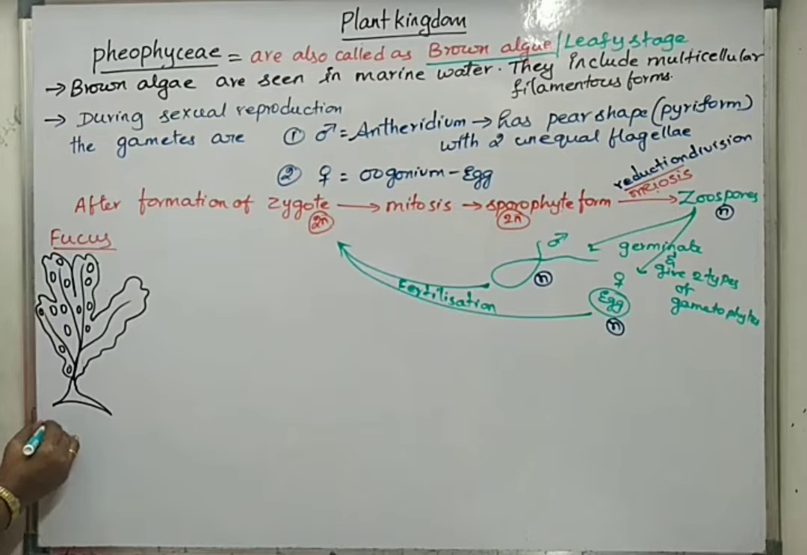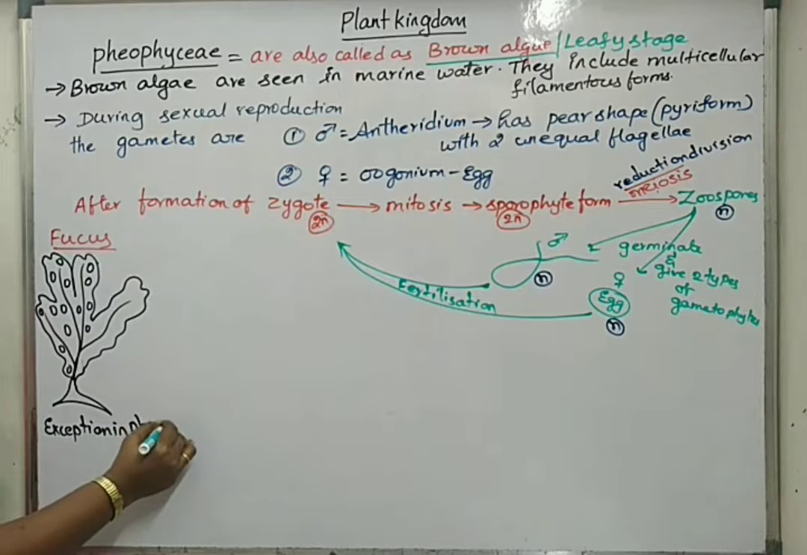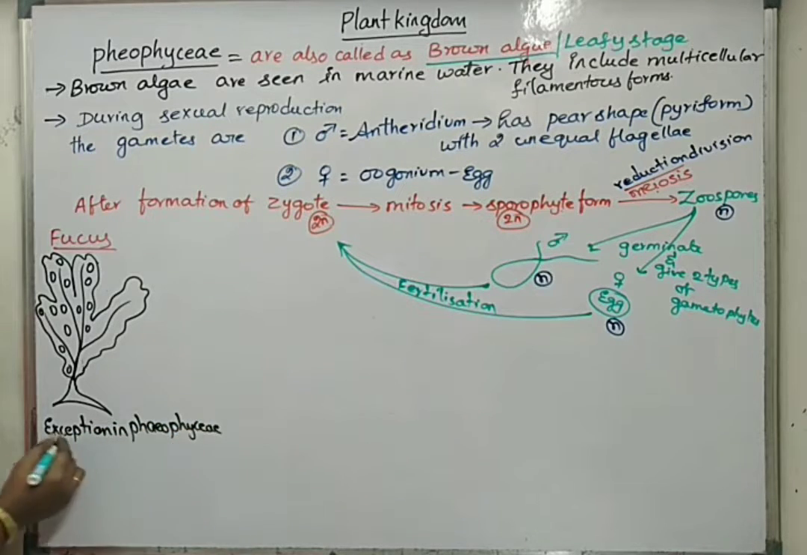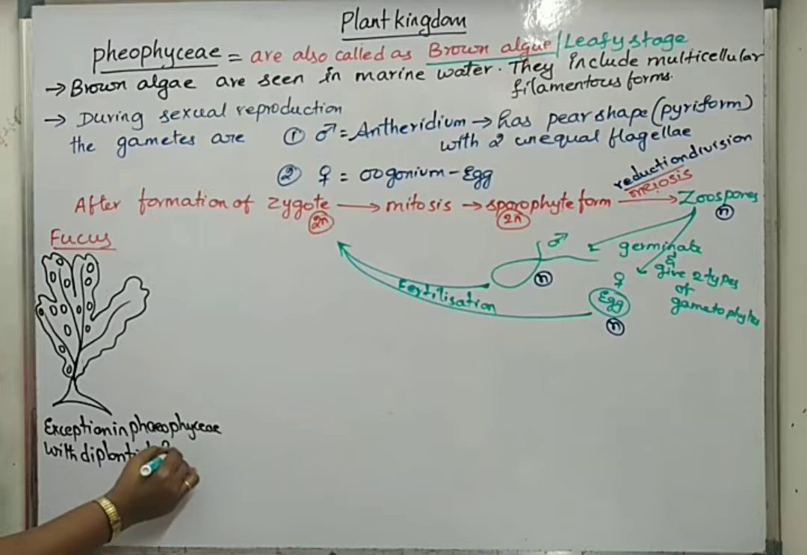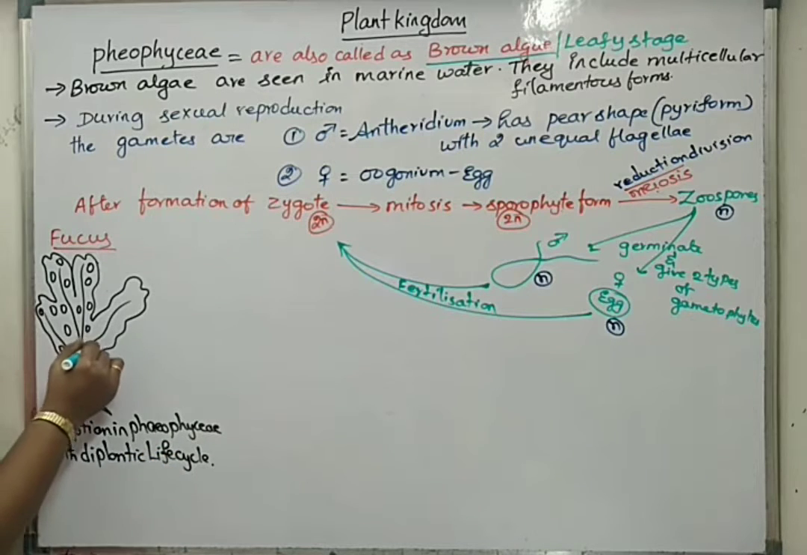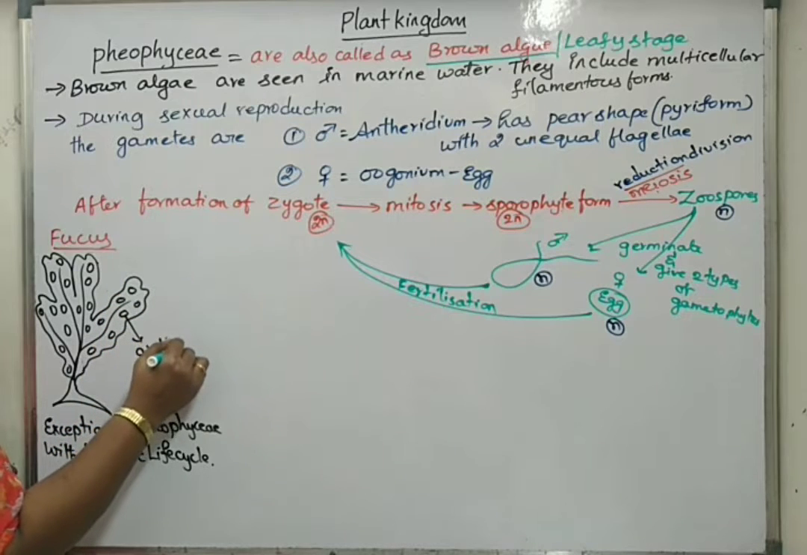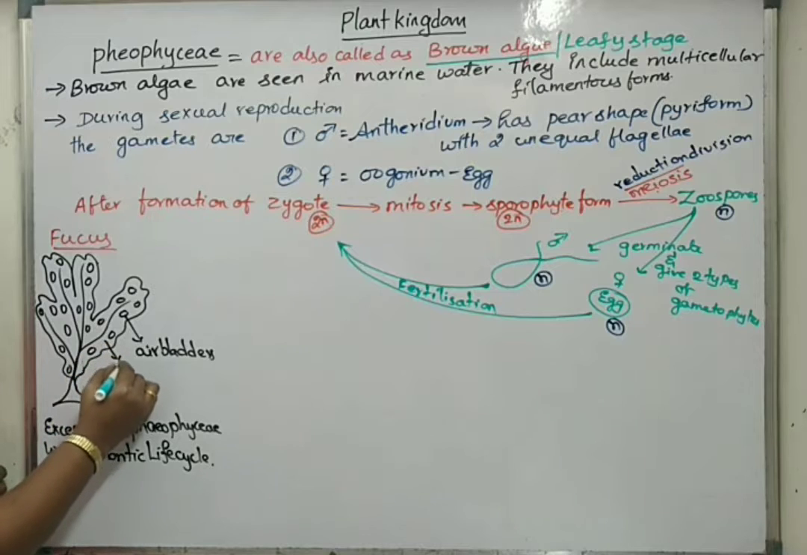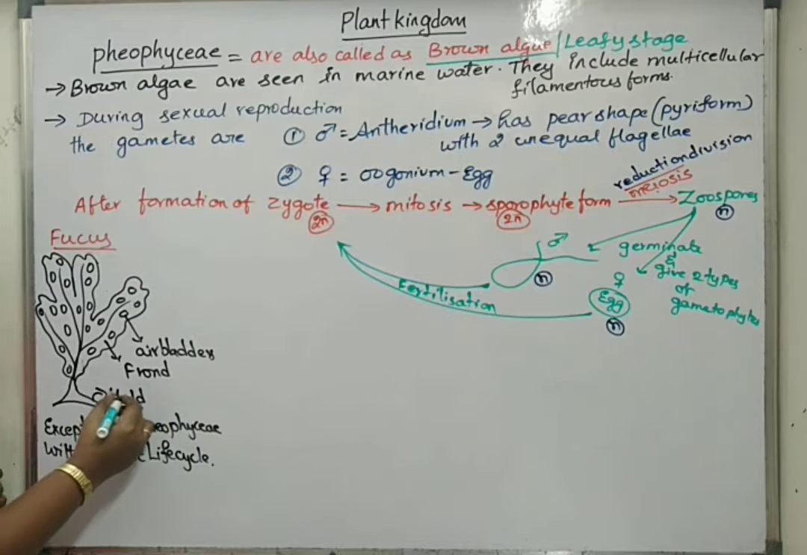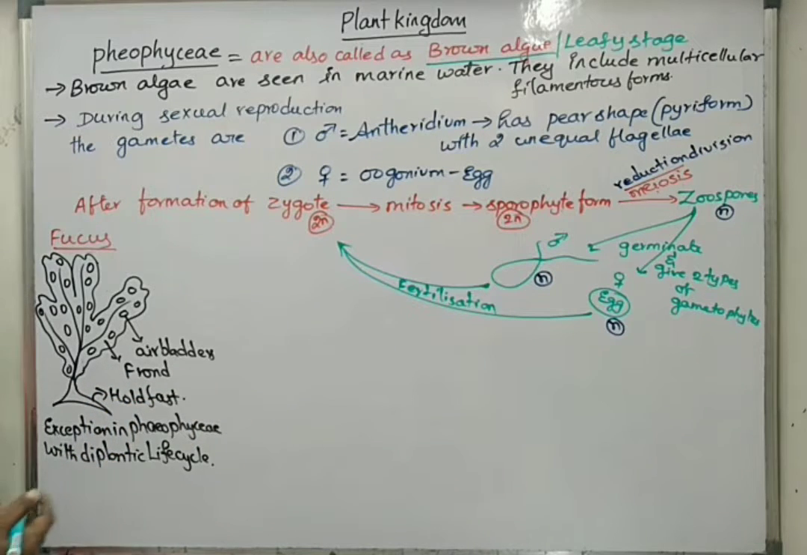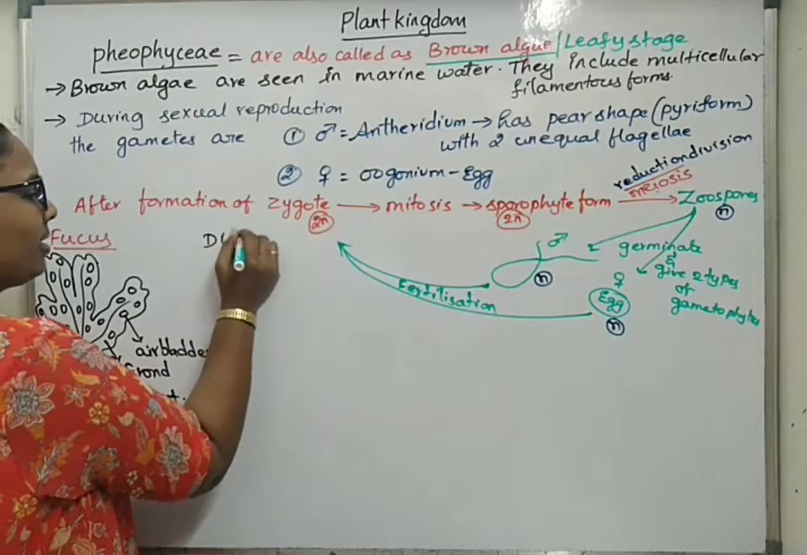Fucus exhibits diplontic life cycle. Exception in Phaeophyceae with diplontic life cycle. Fucus has air bladders. So these are air bladders. This is frond or leaf-like structure, and this is holdfast, which attaches to the substratum. Next example is Dictyota.